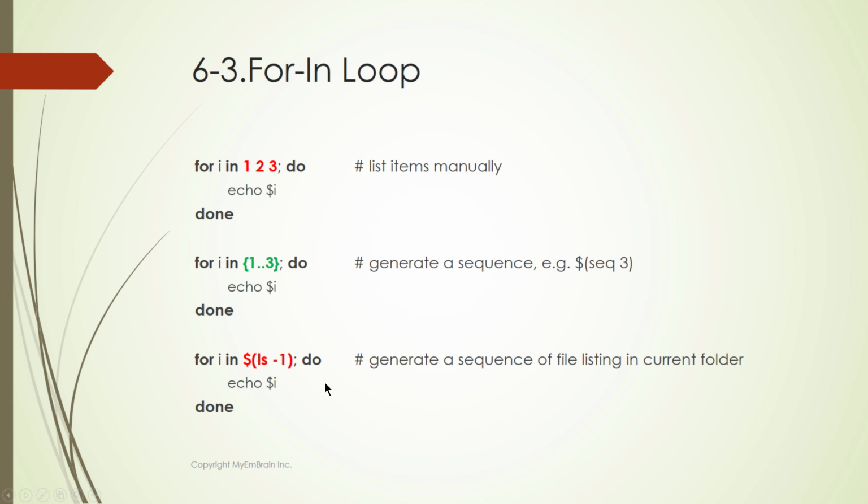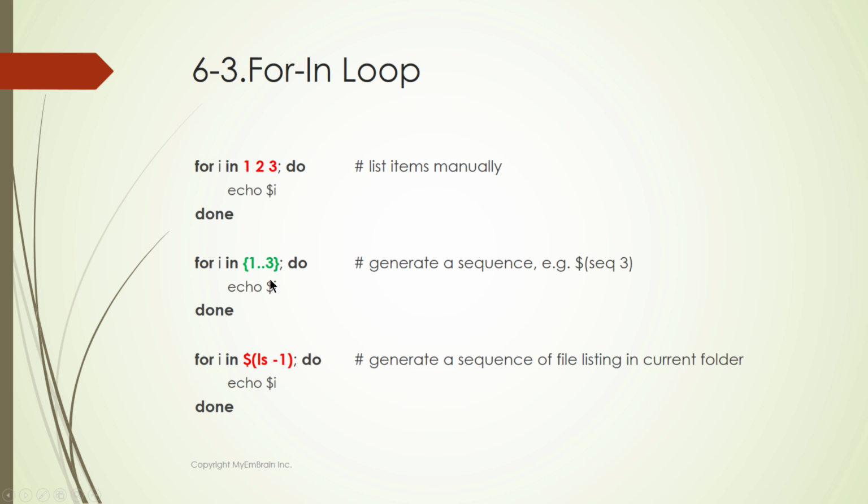Welcome to lecture 6.3, for in loop. The for in loop is to go through a sequence of elements, a list of items. For example, for i in 1, 2, 3, do, and then within the body of the for loop here, a simple operation is to print out the content of the i. So it will print out 1, 2, 3 on 3 different lines here as i goes through the list of items here.